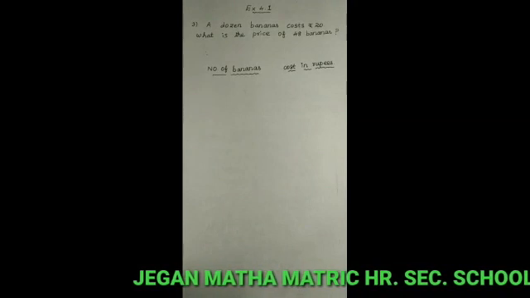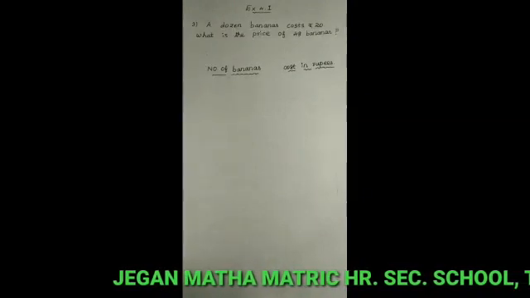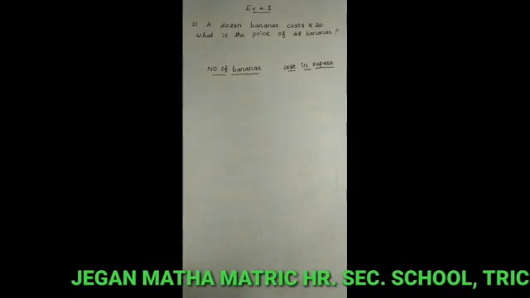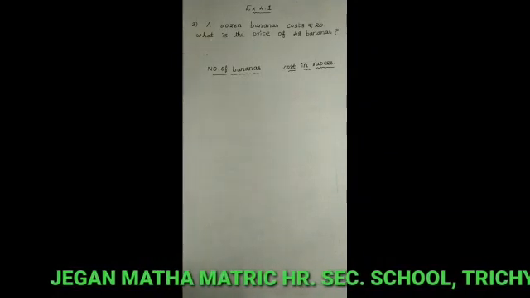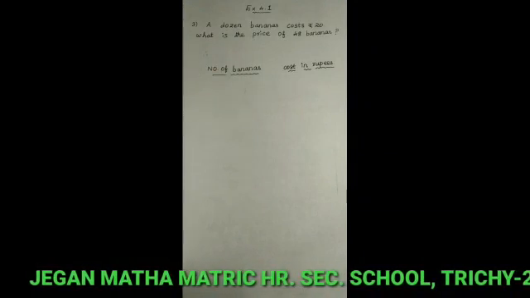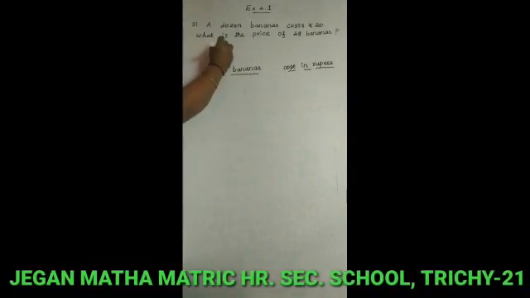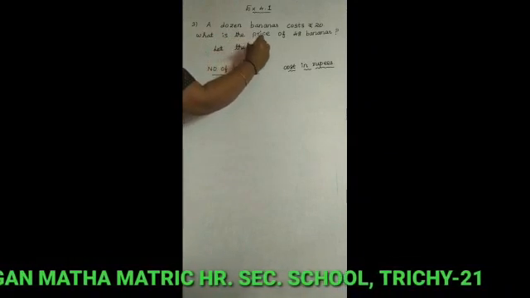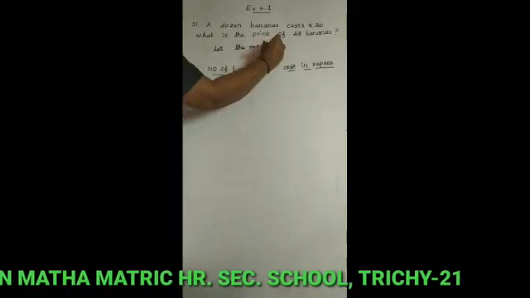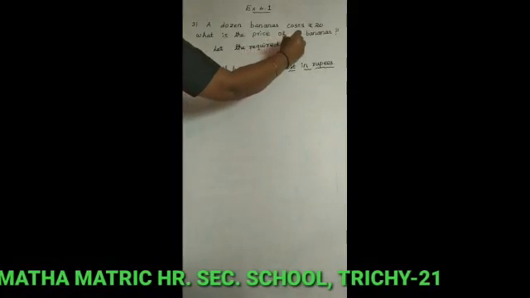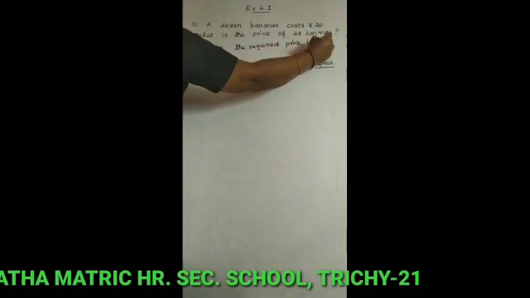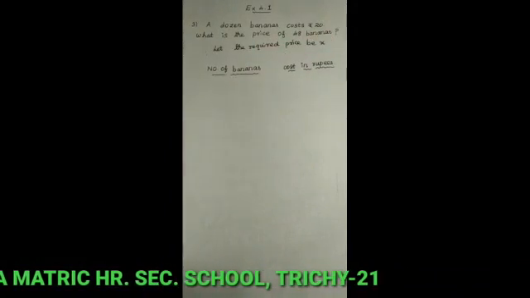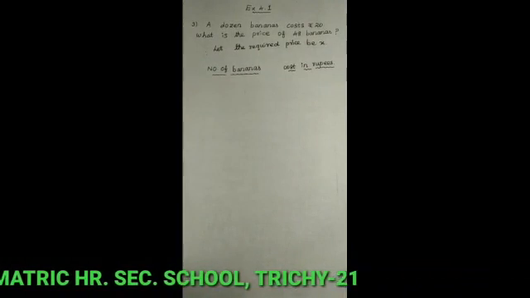In exercise 4.1, third sum, a dozen bananas cost rupees 20. What is the price of 48 bananas? So, write the solution. Let the required price be X. As the number of bananas increases, price also increases.